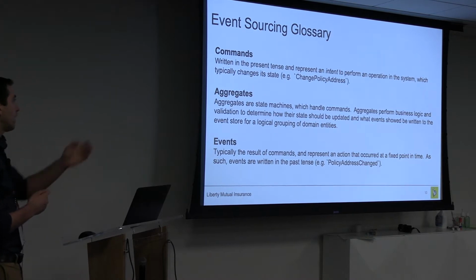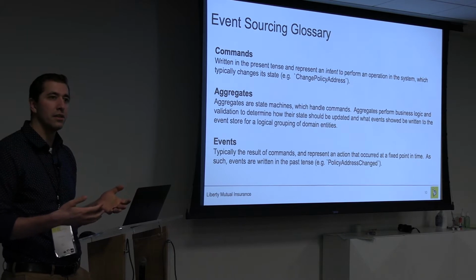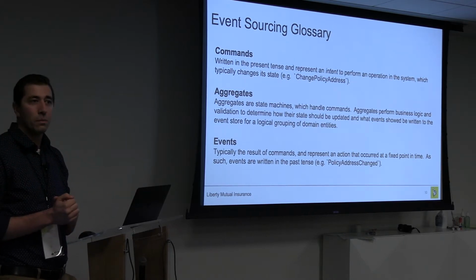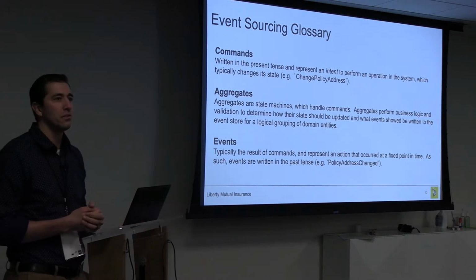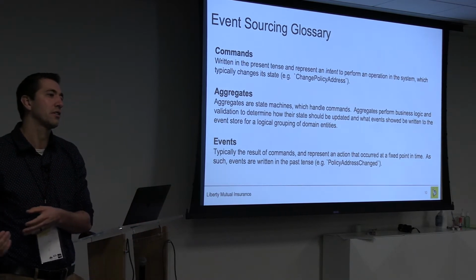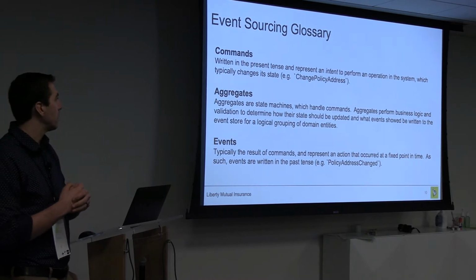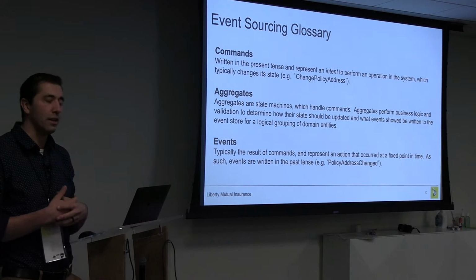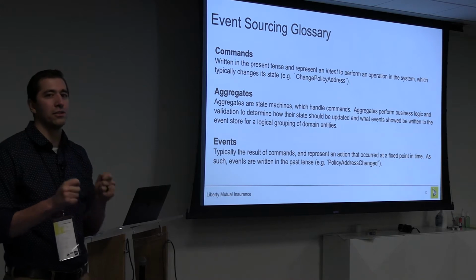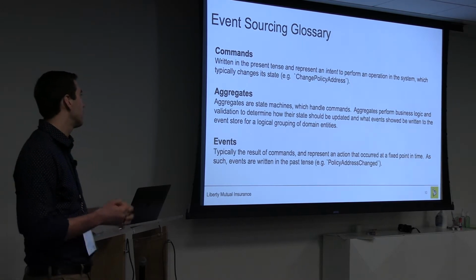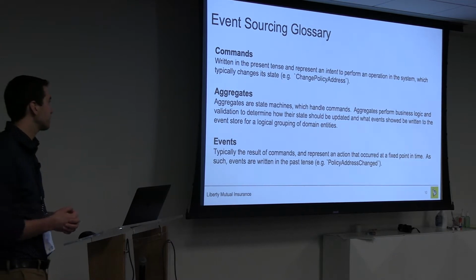So, for example, with that change policy address command, which represents an intent to mutate the state of our application, we might verify that it's a real address. We could use a Google Maps API or whatever to verify that, yes, this is in fact a valid address. And then the aggregate would issue an address changed command, or sorry, an address changed event, which says that yes, this address changed in our system. It happened. And that goes to that immutable append-only event store.